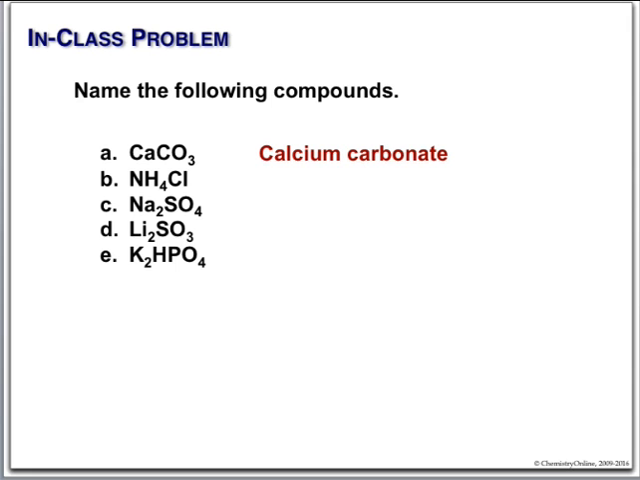NH4 we said was ammonium. We know for chlorine, we say our root is chlor, so that's going to be chloride. And we would simply call it ammonium chloride.